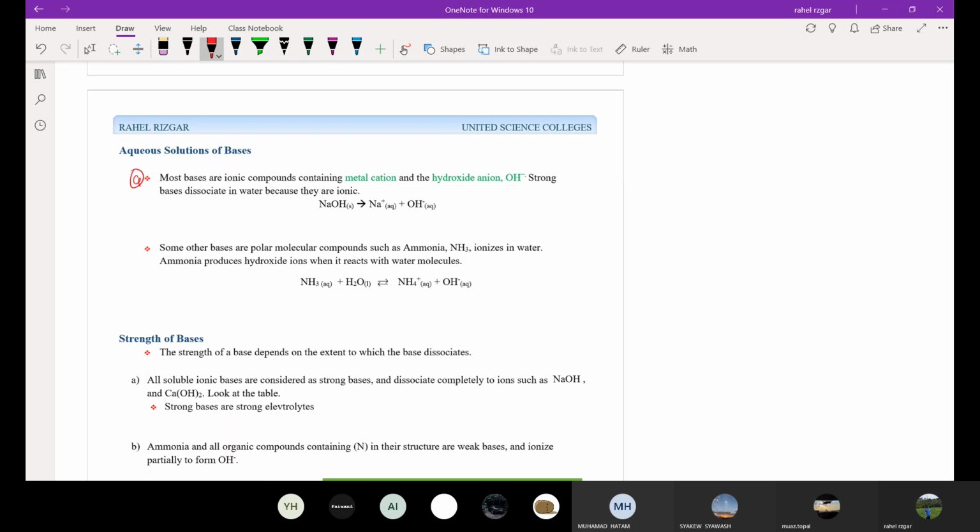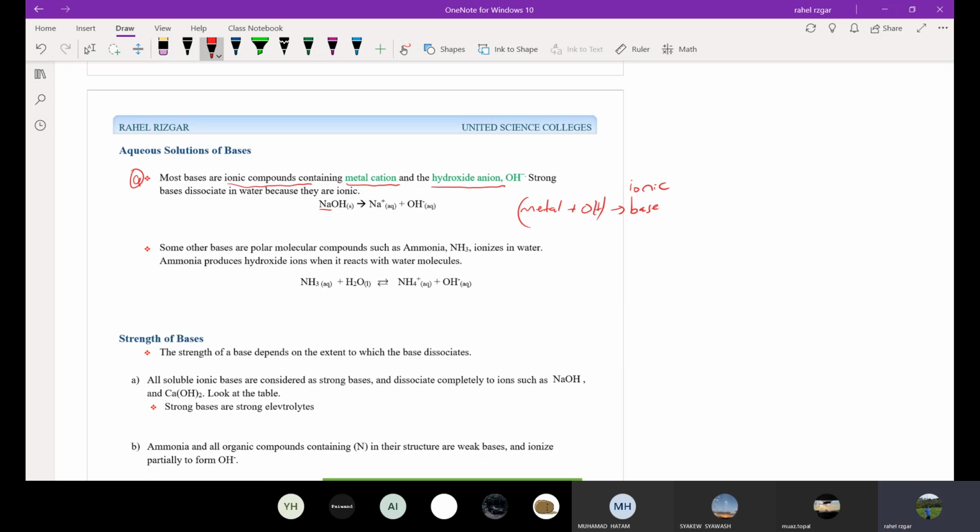First, most bases are ionic compounds. So, how do we know if an ionic compound is a base? If the base is composed of a metal cation, like Na, and a hydroxide anion, OH. So if you see a metal with OH, then it's a base. It's an ionic base, let's say. It's a base that is composed of an ionic compound. That is an ionic bond.